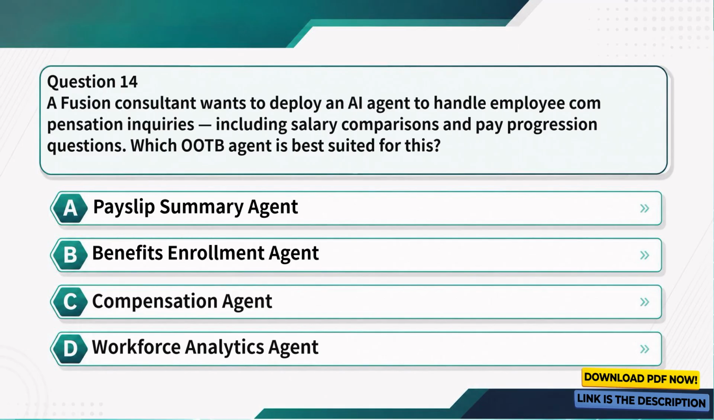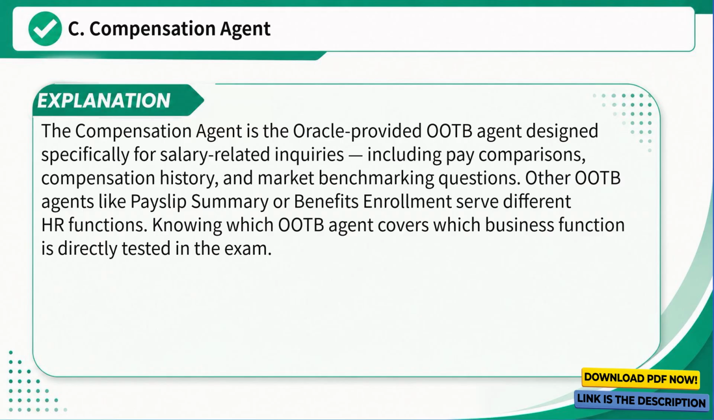Question 14. A Fusion consultant wants to deploy an AI agent to handle employee compensation inquiries, including salary comparisons and pay progression questions. Which OOTB agent is best suited for this? A. Payslip Summary Agent. B. Benefits Enrollment Agent. C. Compensation Agent. D. Workforce Analytics Agent.